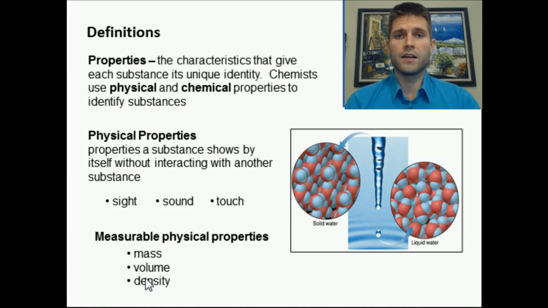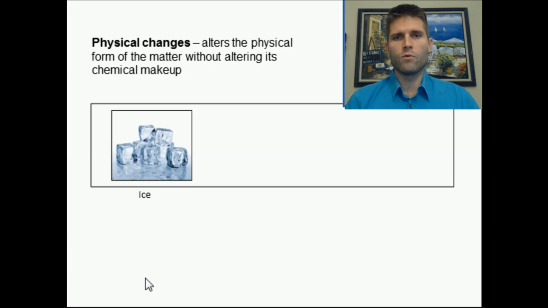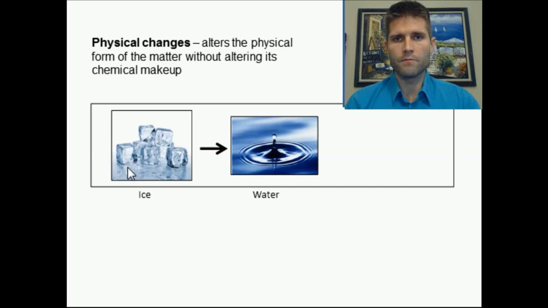Now, the changes that physical properties can undergo, physical changes, are, in my opinion, much more interesting. So let's see what a physical change is. A physical change is where we've altered the form of the matter without altering any of its chemical properties. So here, if we have ice and we heat it up, we can get liquid water. We've seen on the previous slide that both of these are made up of individual H2O molecules. So heating up ice and melting it to water does not change the chemical composition of the substance. It just changes the physical appearance.